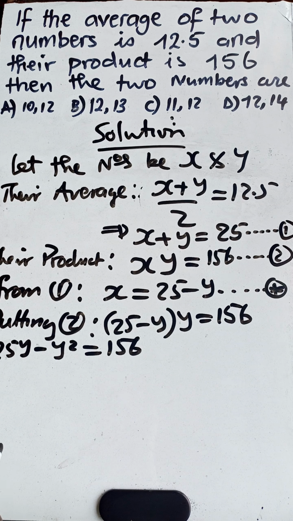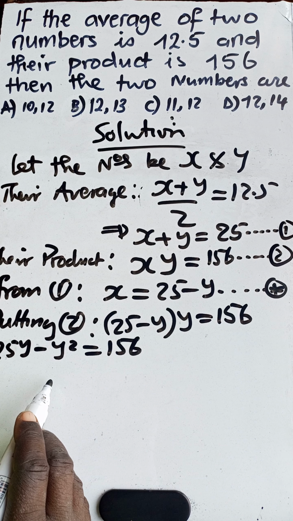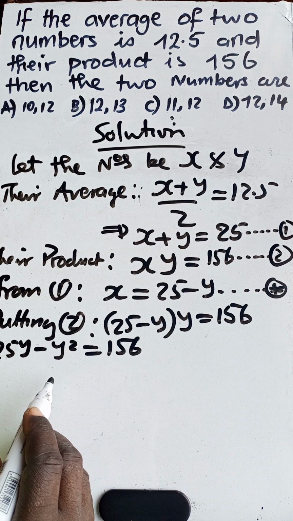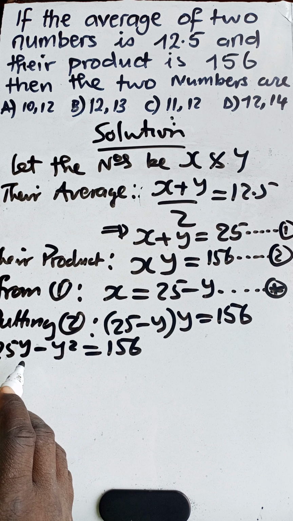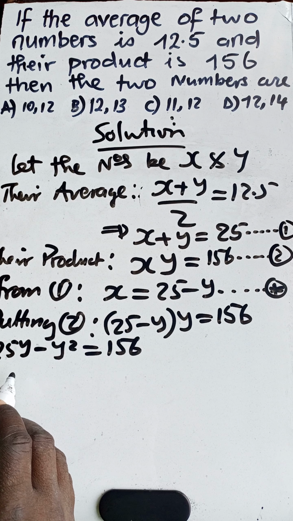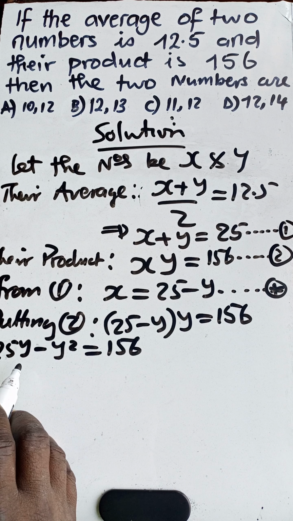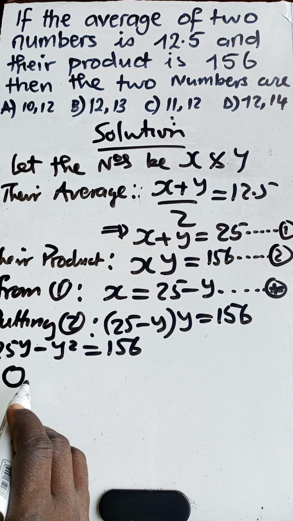Now, if we look at it carefully, here we have obtained a quadratic because the highest power of the variable is 2. We have just y as the variable and the highest power is 2. So it has to be a quadratic. It therefore suggests that y must have two values. Let's write it in the standard quadratic form. It will be better if we put 0 on the left.